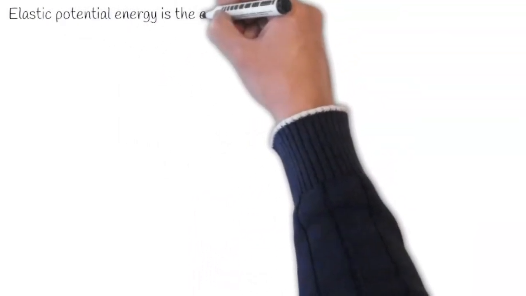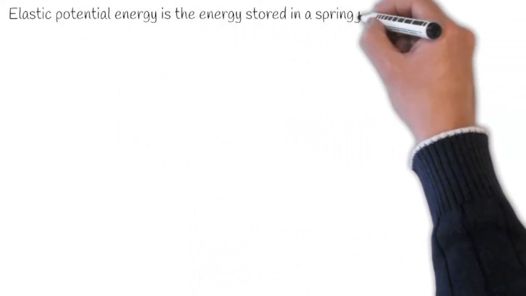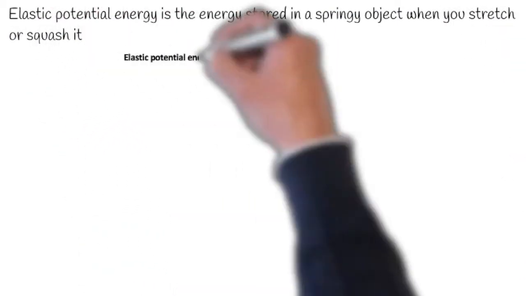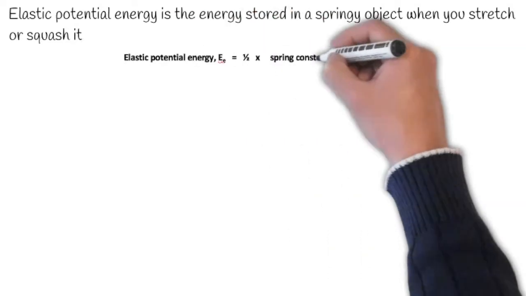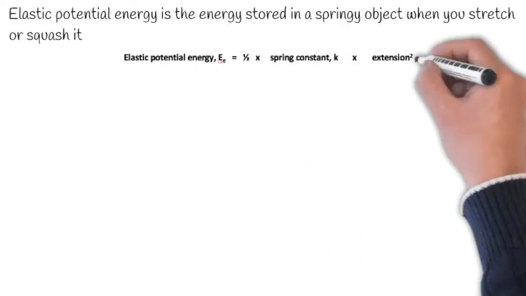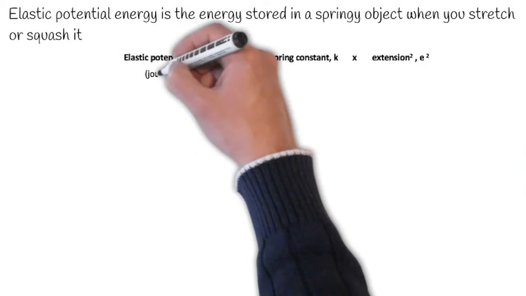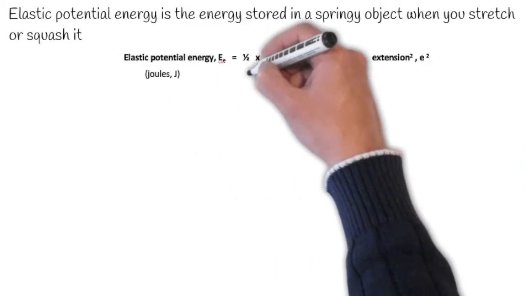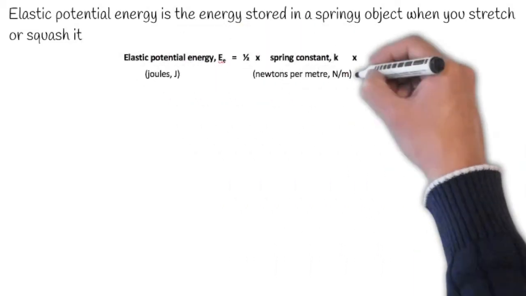Elastic potential energy is the energy stored in a spring or object when you stretch or squash it. The equation is elastic potential energy equals half times spring constant times extension squared, where elastic potential energy is measured in joules, spring constant in newtons per meter, and extension in meters.